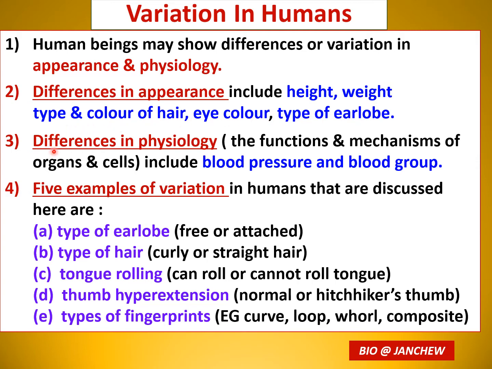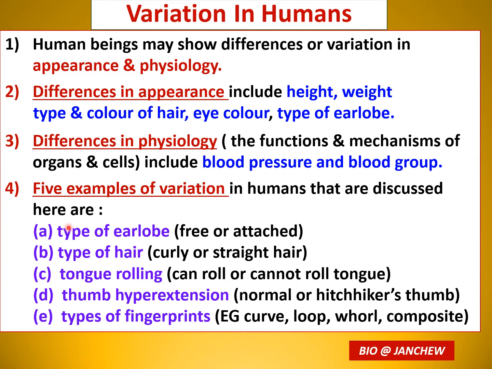Now, number 3, differences in physiology include the following: blood pressure and blood group. Some people have low blood pressure, some have normal blood pressure, and some have higher blood pressure. For blood group, we have blood group A, B, AB, and O. Physiology involves the functions and mechanisms in the body, the functions and mechanisms of organs and cells.